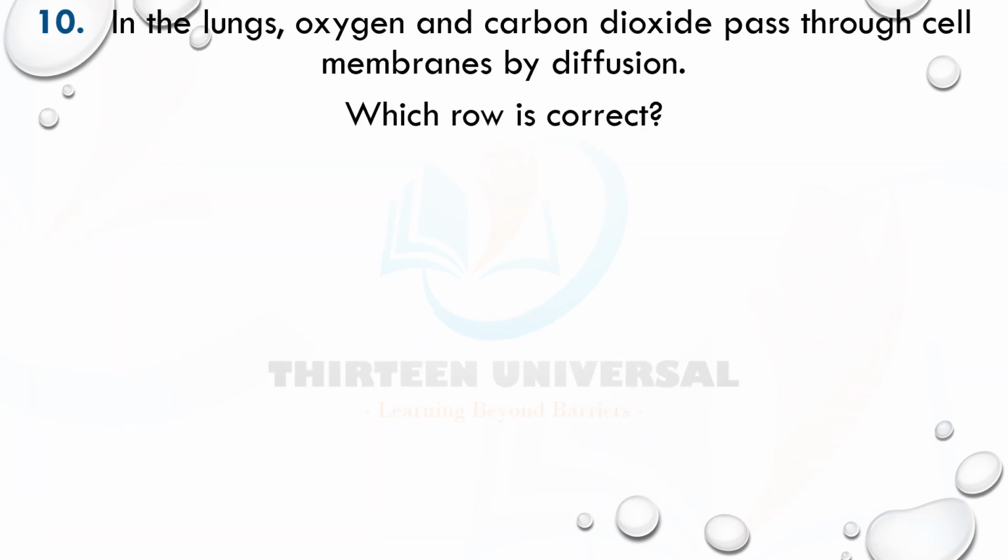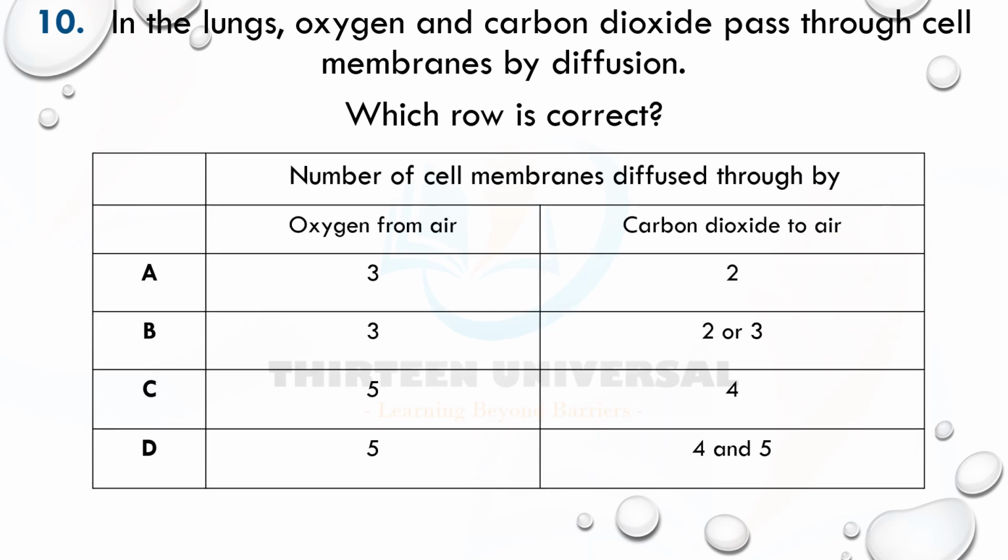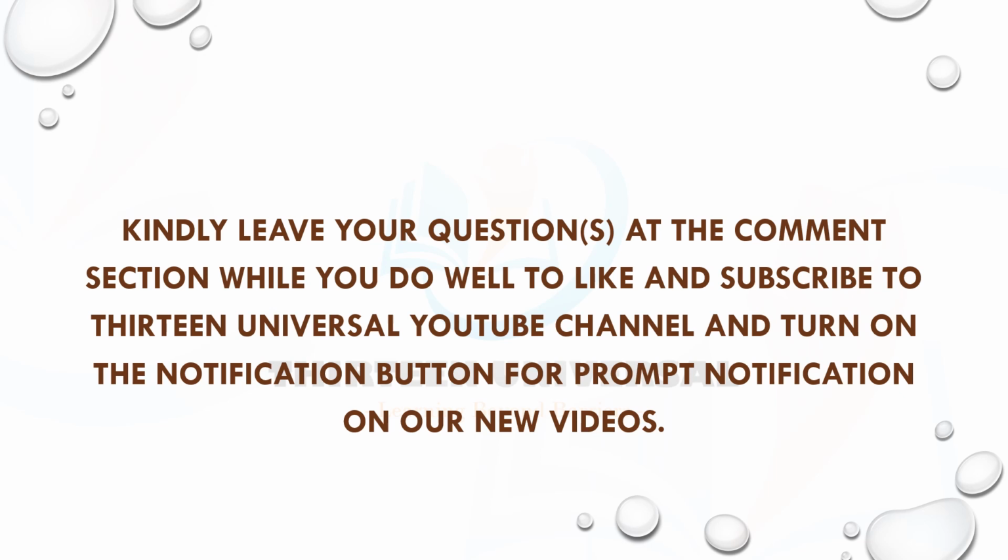So now look at this. Oxygen and carbon dioxide pass through the cell membrane in the lungs by diffusion. Which rule is correct? I think we have solved this question at the beginning, so the answer is delta. Okay, so this is where we'll stop for series 1 of gas exchange.